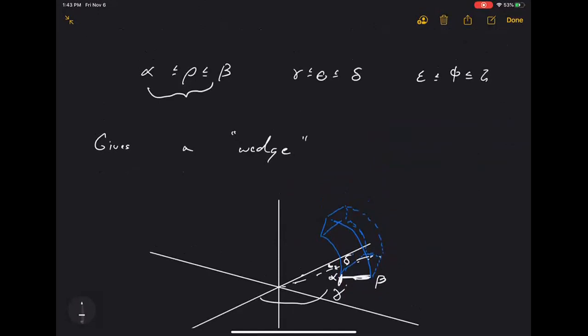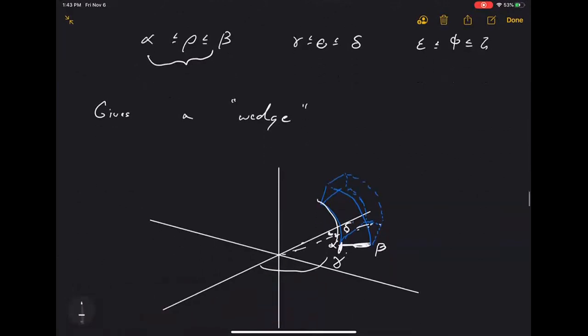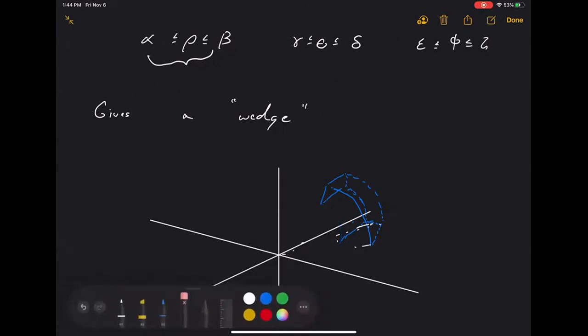And then we're talking about angles with the z-axis, so our object goes like this. Maybe this angle would be my epsilon, and then this angle would be my zeta, however you draw zeta. All right, so that's what one of these wedges would look like. That's the kind of shape I get when I have bounds like that in spherical coordinates.